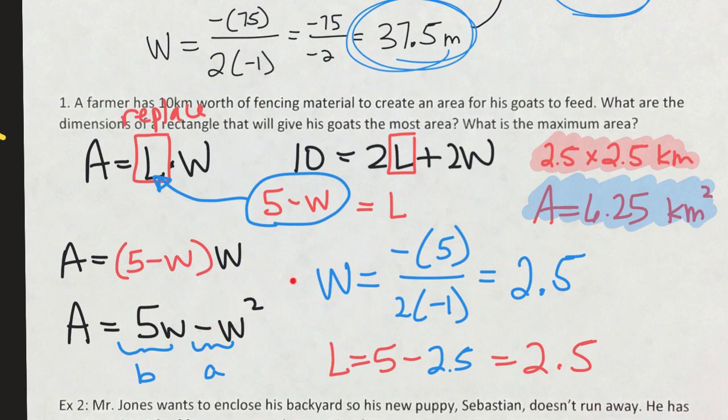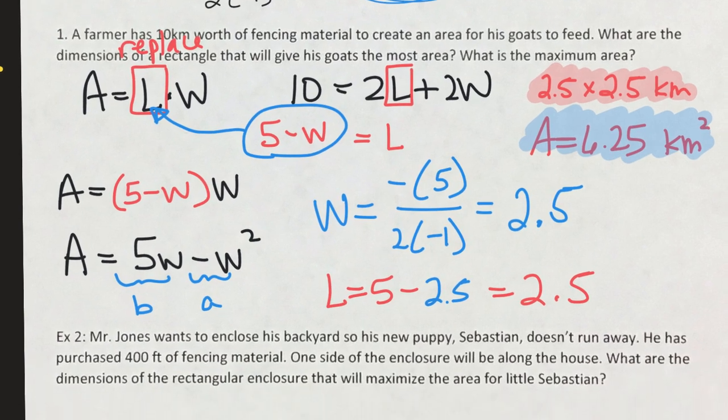From your quadratic, we find the vertex. So we use negative b over 2a, and we get a coordinate of 2.5. You plug that back into your formula to get the other dimension so that you have both of your dimensions that you can multiply together to give you the area. Excellent job. Okay, on to example 2.